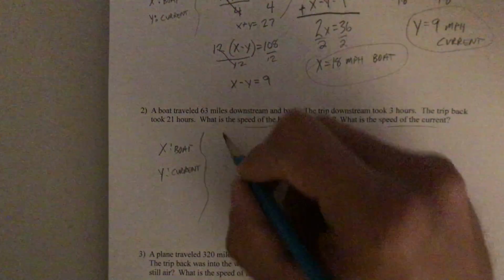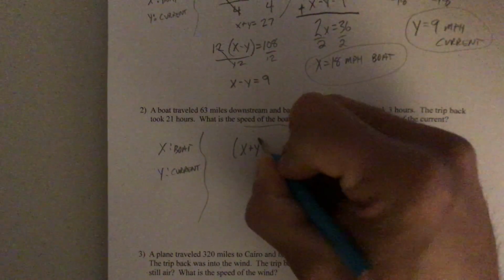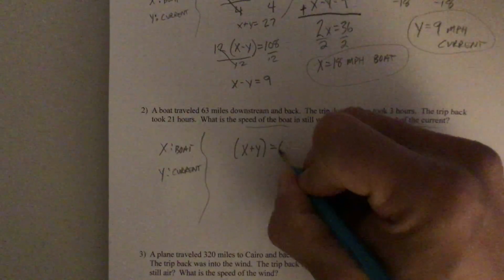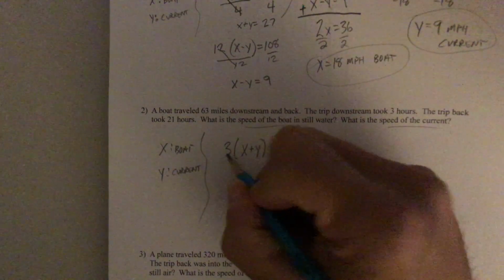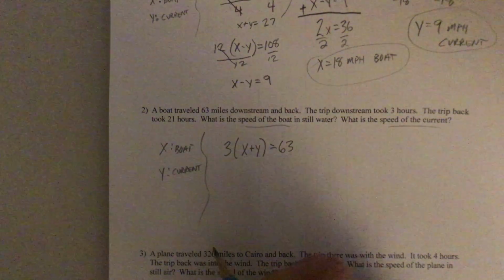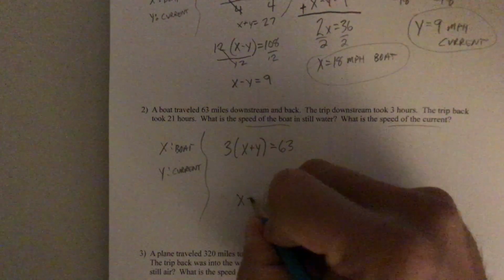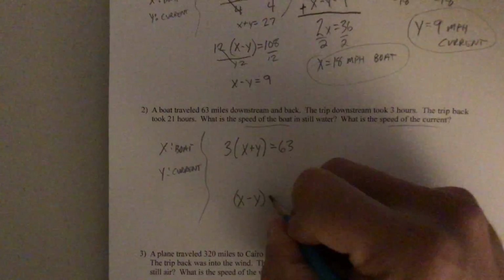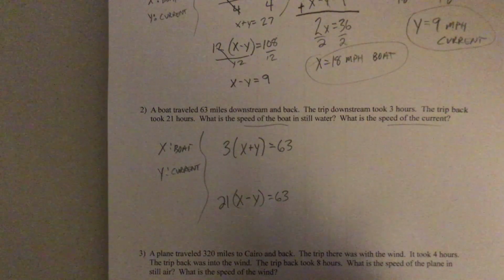The trip downstream took 3 hours. That's the speed here, so that's x plus y. It's with the current. They still traveled 63 miles, but it took 3 hours. So I'm putting that in parentheses, and I'm multiplying it by 3. The trip back took 21 hours, so that's against the current. X minus y equals 63. And I'm going to multiply that by 21.